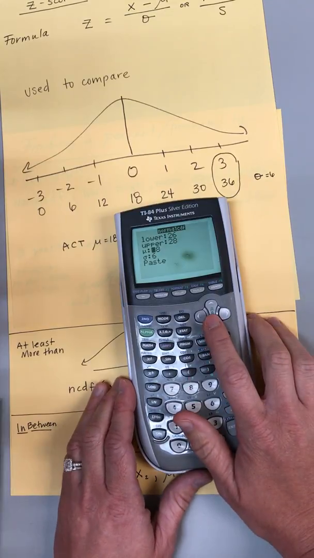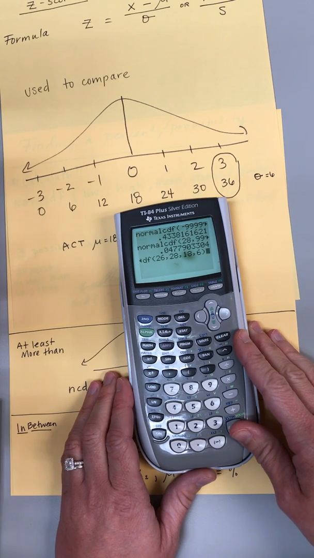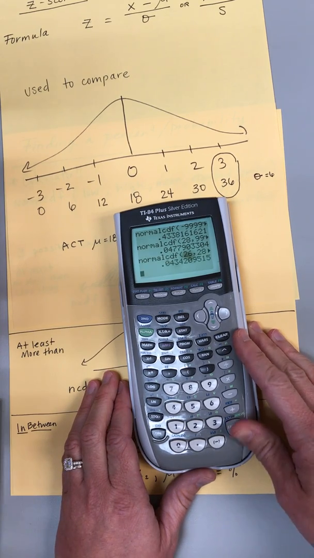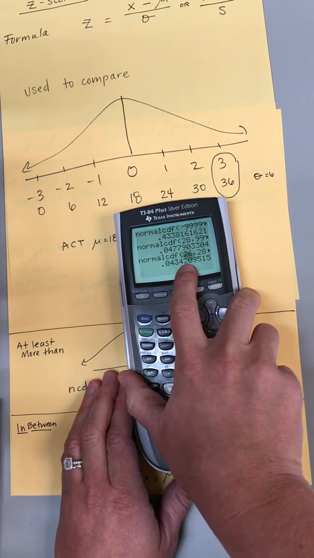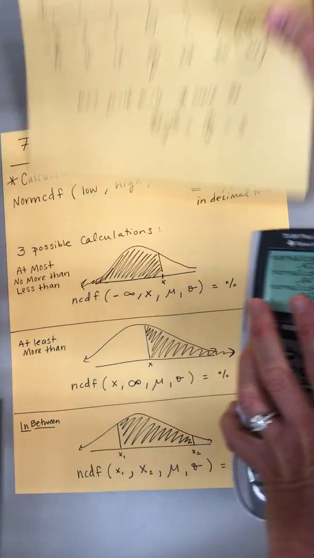If the mean truly is 18 and it varies by 6 points, hit enter. What is the percent chance that you have of getting that? It would be, wow, 4% again. So pretty easy way to calculate with a calculator.